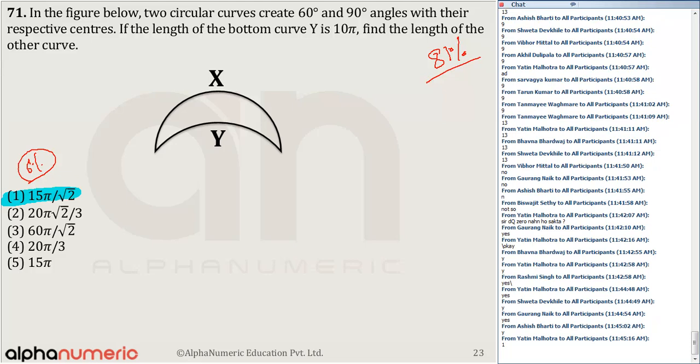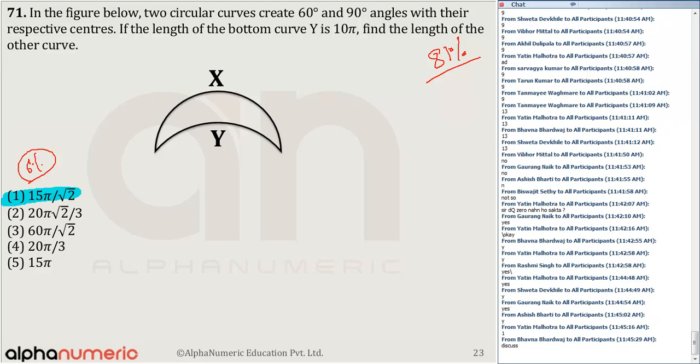Okay, should I discuss this? In the figure below, two circular curves create 60 degree and 90 degree angles with their respective centers. If the length of the bottom curve is 10 pi. Okay, so I can join like this. Ek ka center aise hoga, dusre ka center aise hoga.